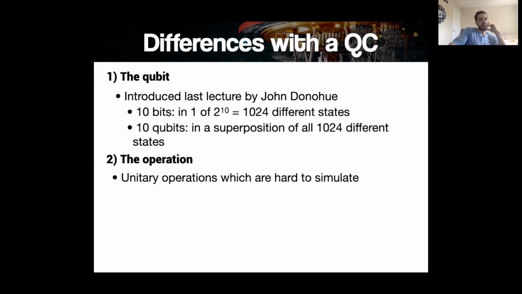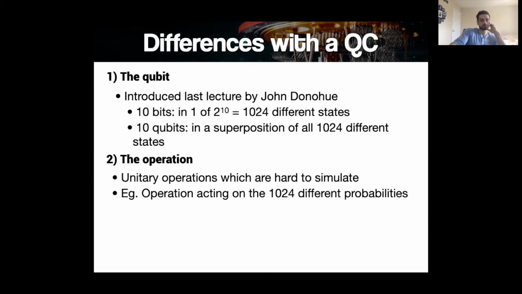And that's the operations on them. There's a certain class of unitary operations which are very hard to simulate for a classical computer, but a quantum computer can simulate them efficiently. For example, we have an operation that's acting on the 1,024 different probabilities. And each of the elements of these circuits, which you saw in the circuit picture in John's lecture, adjusts all of those different probabilities.